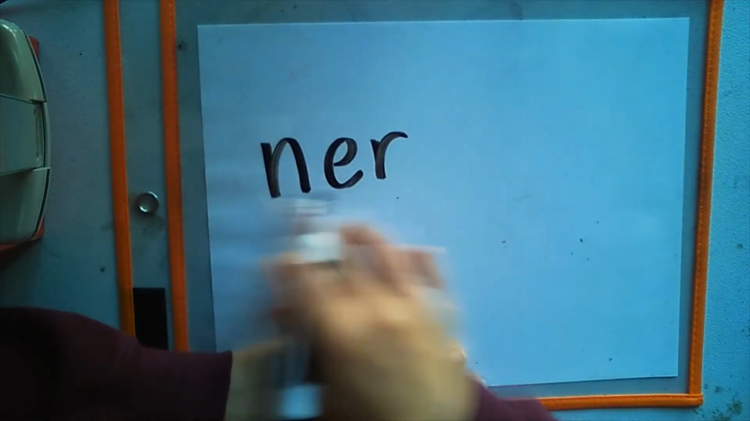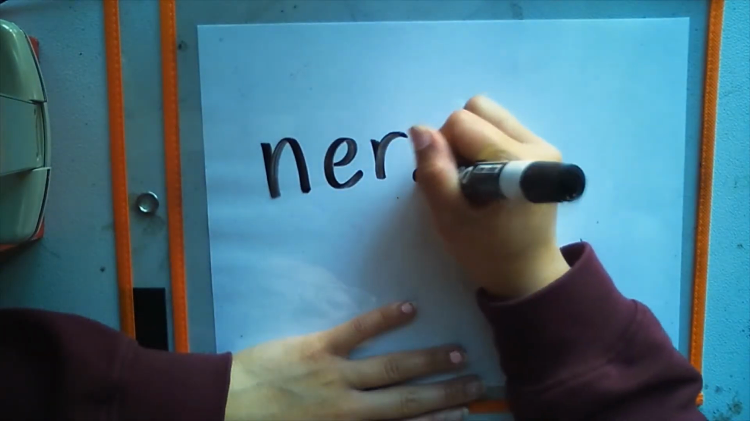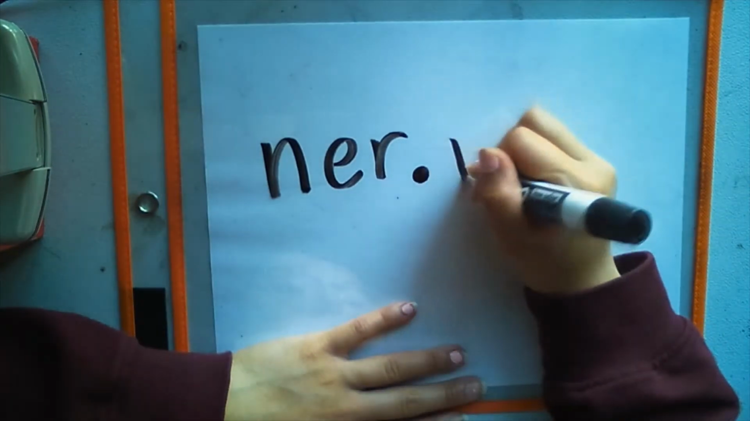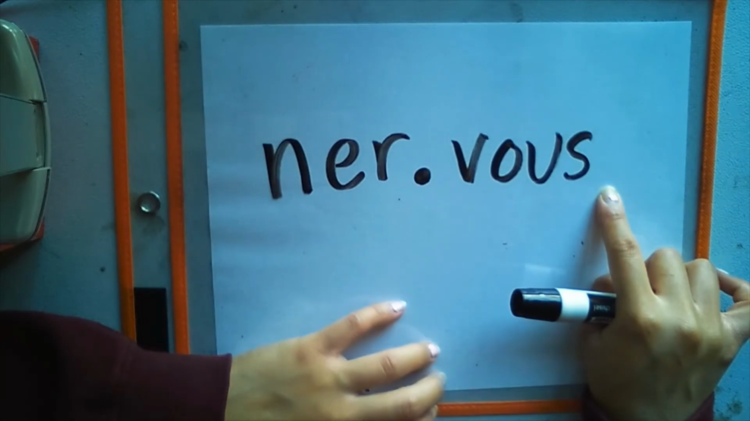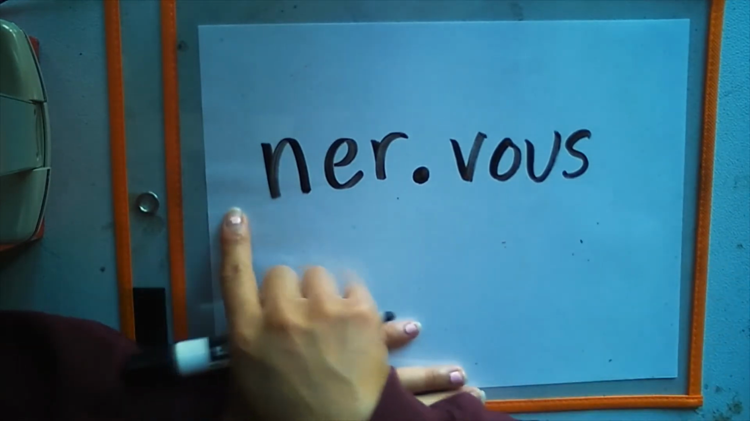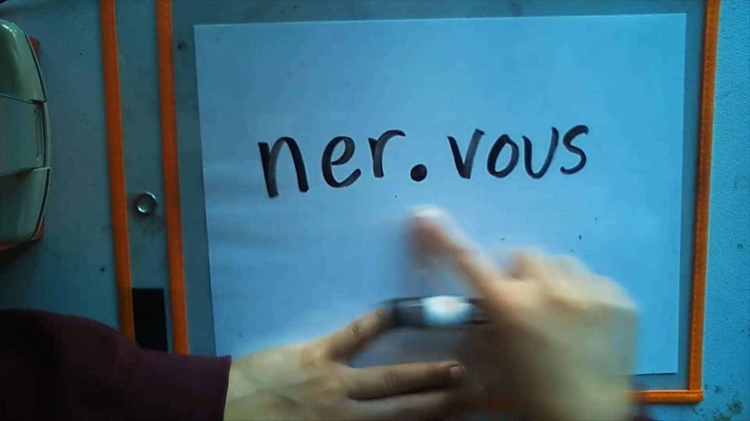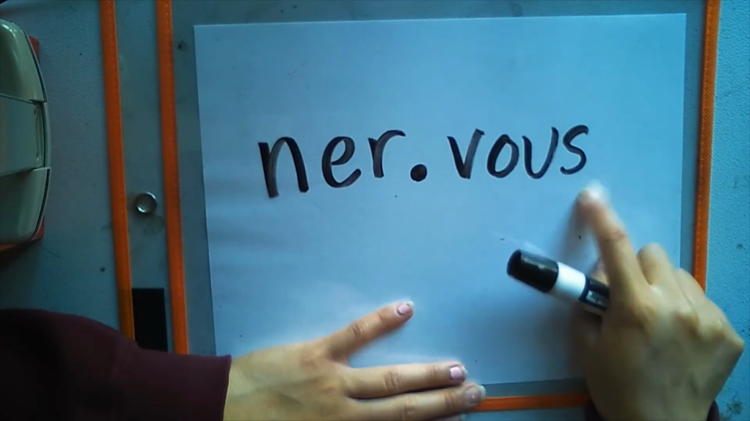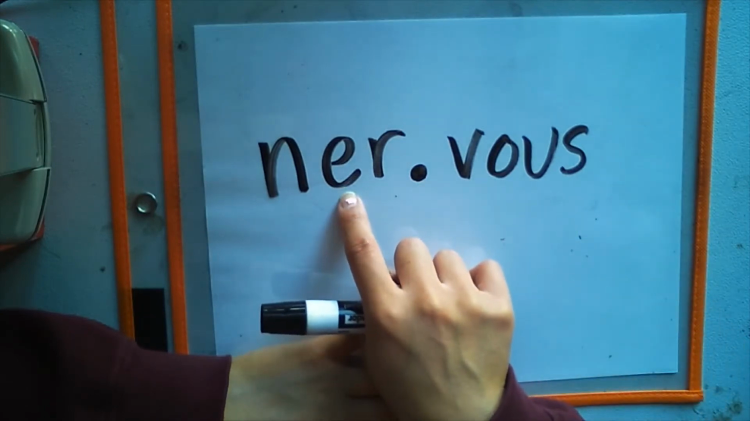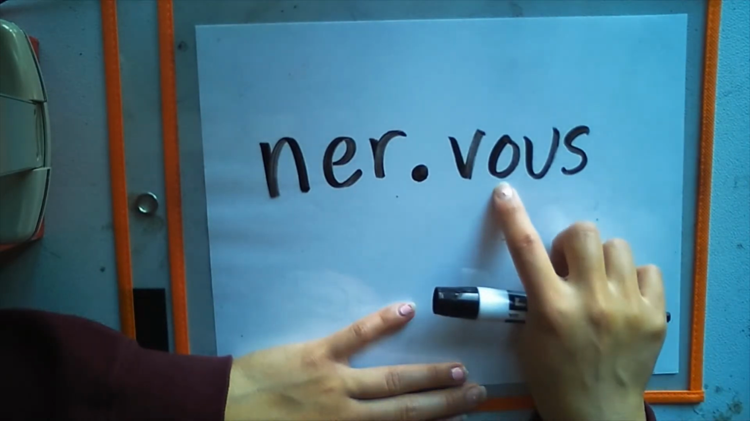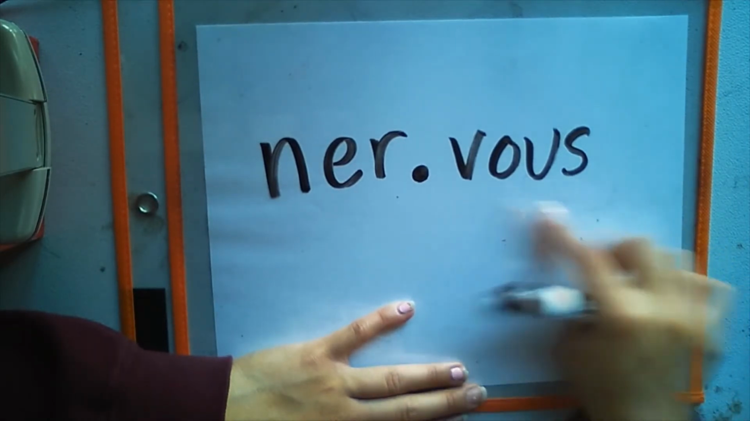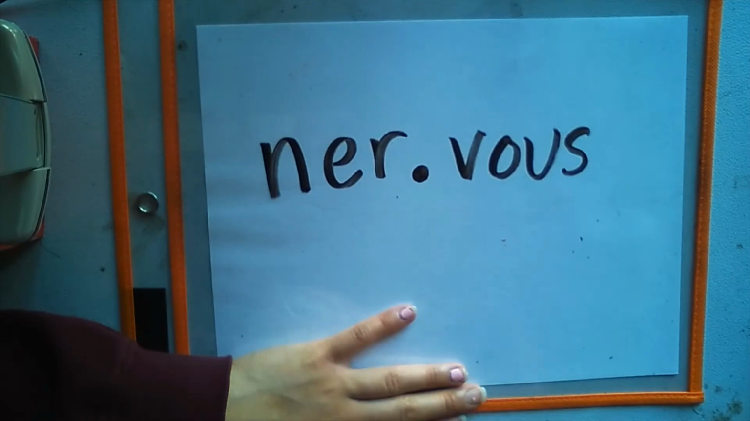Read, ner. Read, this. Ready? Try for the real word, nervous. We have an irregular syllable in ner, and we also have another irregular syllable in us. Us. Okay? Let's keep going.